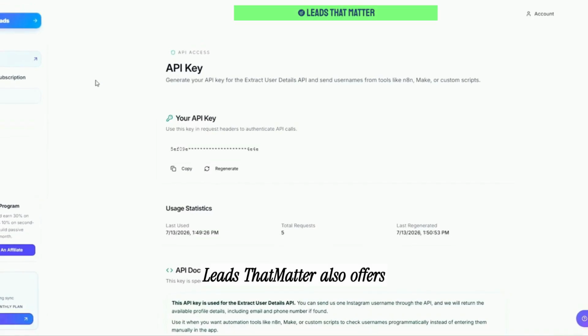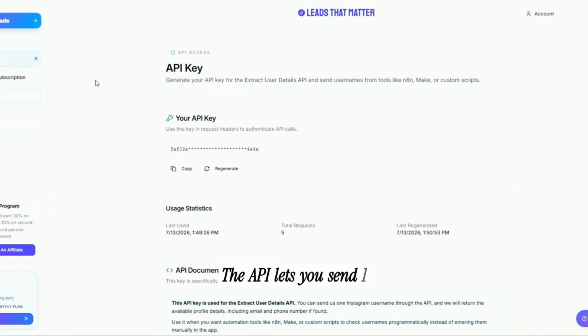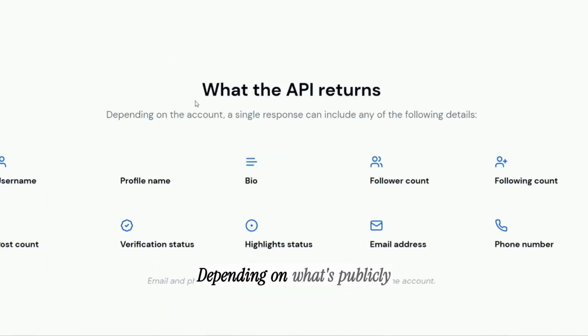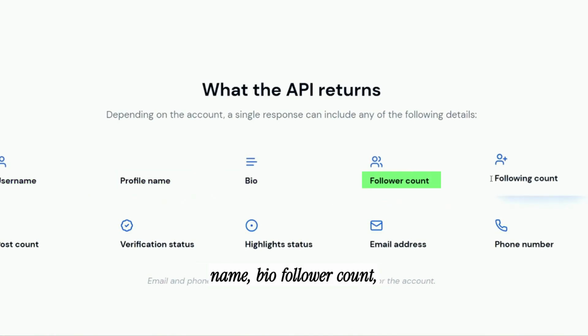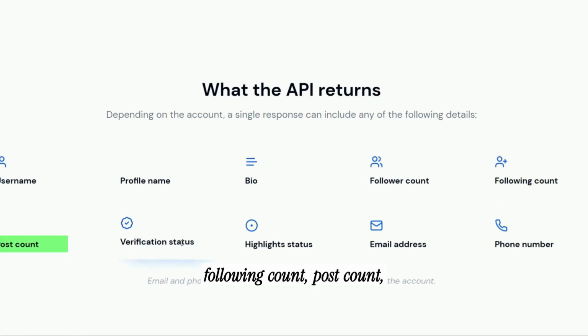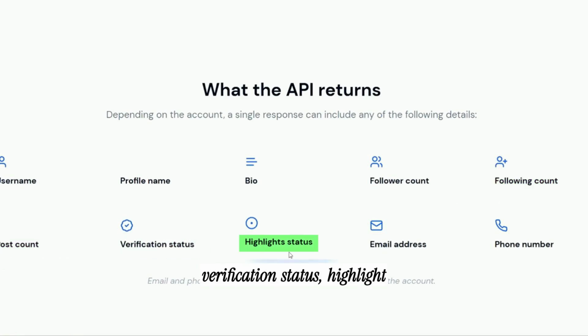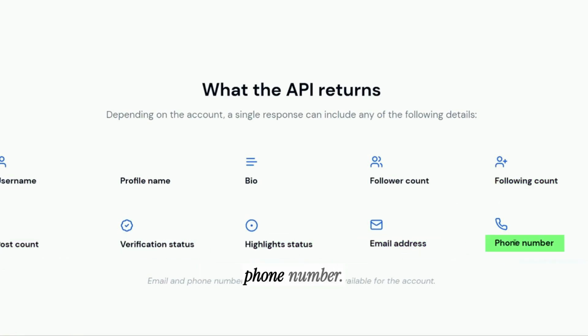LeadsThatMatter also offers API access for users on a paid plan. The API lets you send one Instagram username per request and receive the available profile details programmatically. Depending on what's publicly available, the response can include the username, profile name, bio, follower count, following count, post count, verification status, highlight status, email address, and phone number.